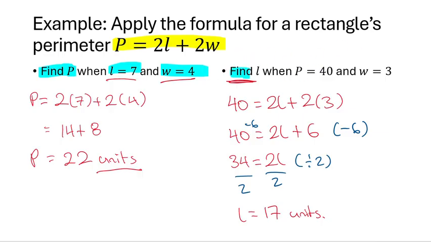Now, the question here is saying find L when P equals 40 and W equals 3. So you have to be careful here. I know P equals 40, so I'm going to substitute P equals 40, and I'm going to substitute W equals 3. Now I'm solving for L, aka length. And that's what I've done, and I found L is 17 units, okay? That's 7G done.